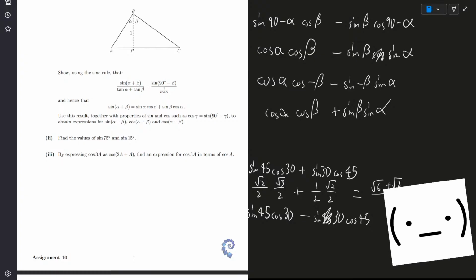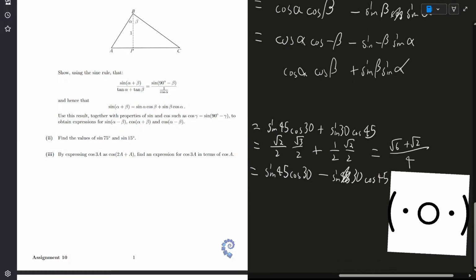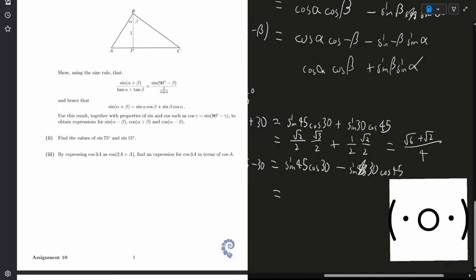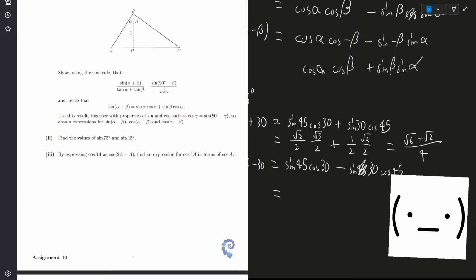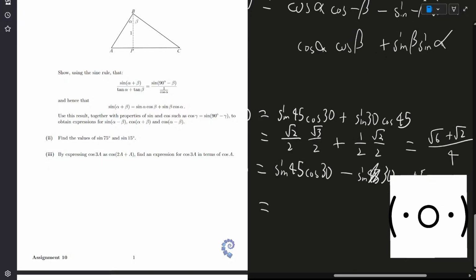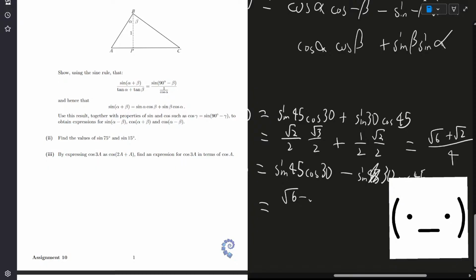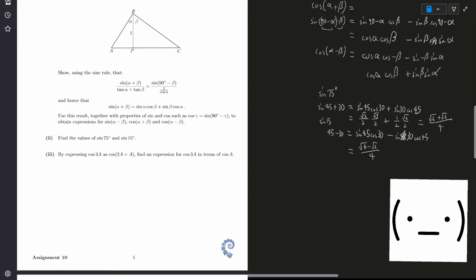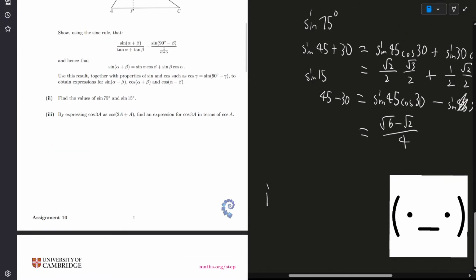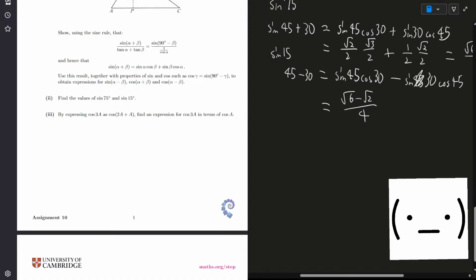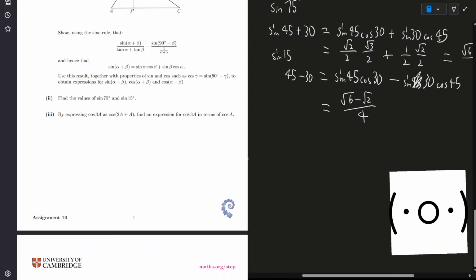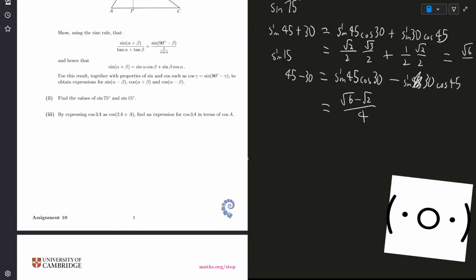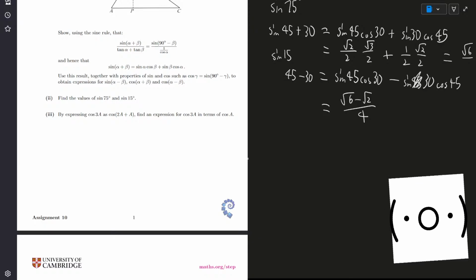Now we have this. Should be our answer. I don't see any way you can make it simpler, so yeah. And now we continue with this, which is essentially the same thing, but minus. Now by expressing cosine 3a as cosine 2a plus a, find an expression for cosine 3a in terms of cosine a.